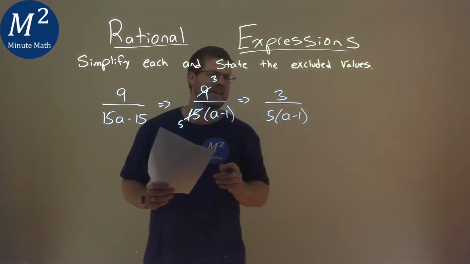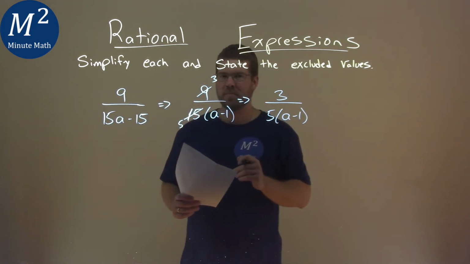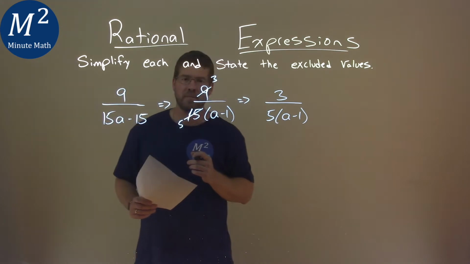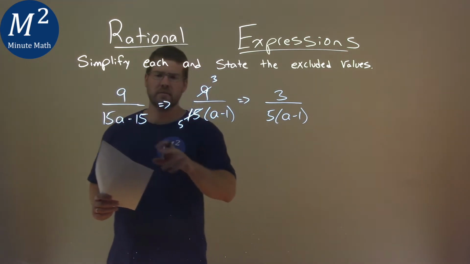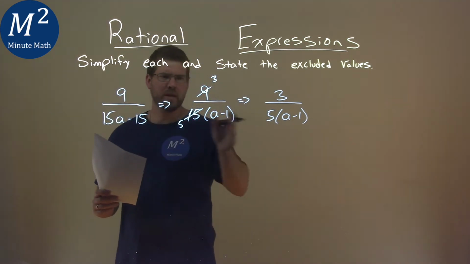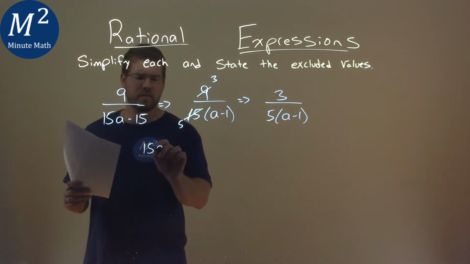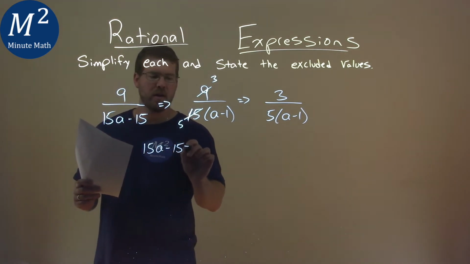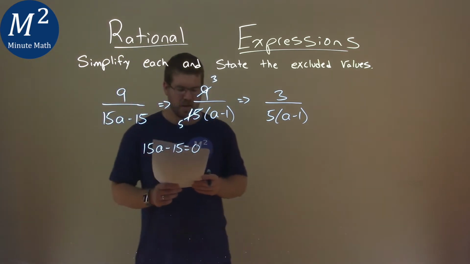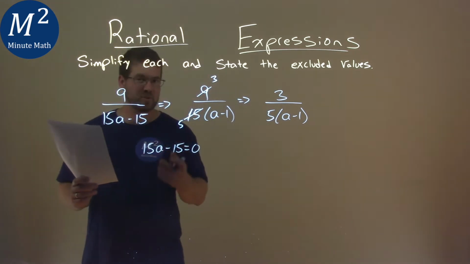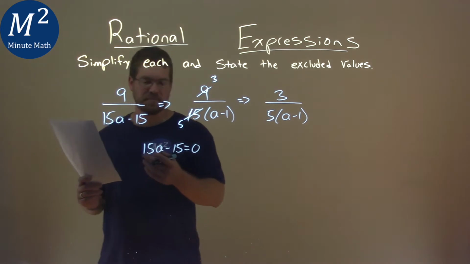That's what I was looking for, I guess, to simplify this. But now we have to state the excluded value. So it's taking our denominator, which we know right here, or from the beginning, doesn't really matter. Well, it does matter, but let's just grab from the beginning, 15a minus 15. We're going to set it equal to 0. And now we're going to solve for a here.